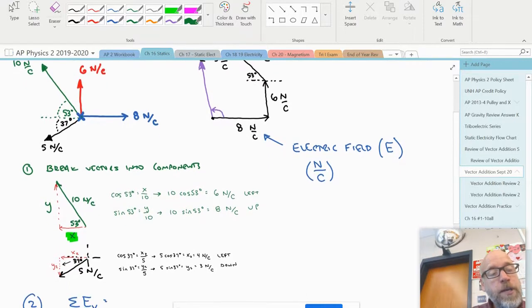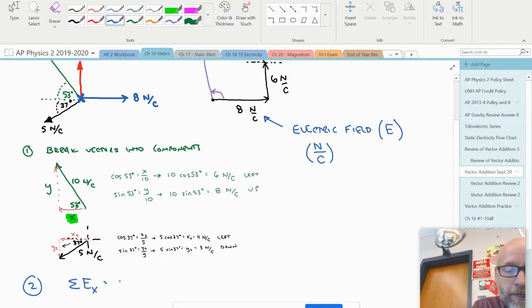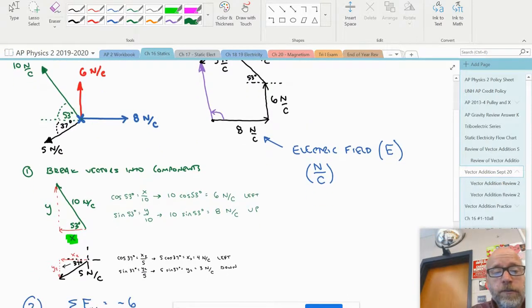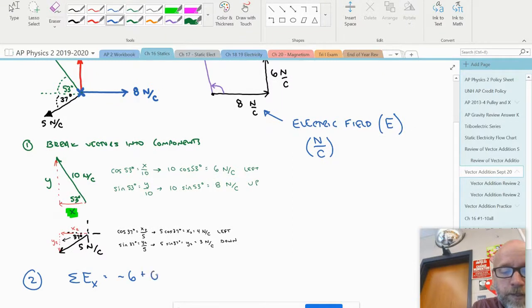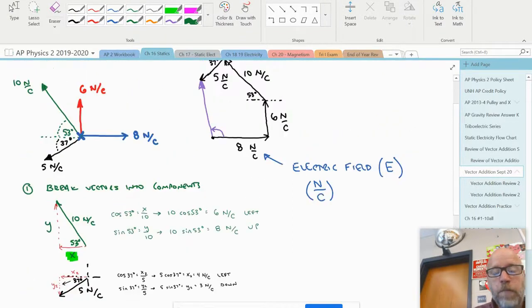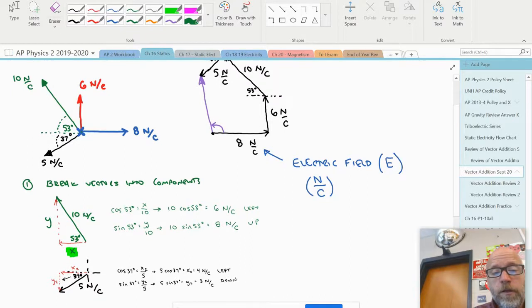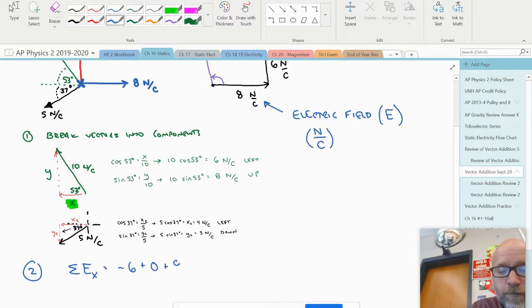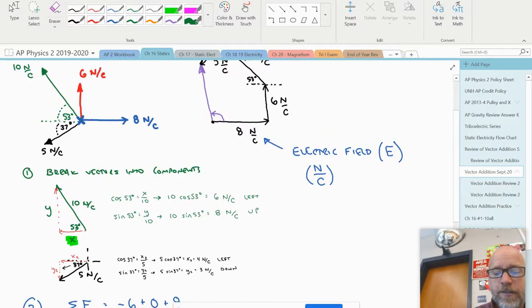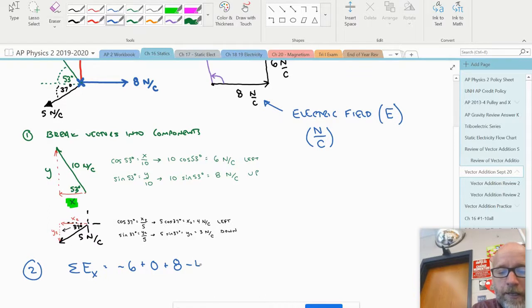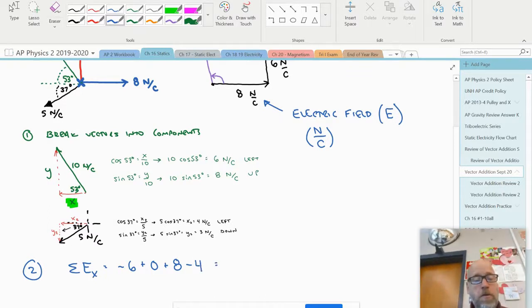My green 10 newtons is to the left, so minus 6. My red is straight up, so that's 0. My blue is to the right, so that's positive. And my black vector is to the left, so that's going to be negative. So minus 6 plus 8 minus 4 is going to give me negative 2 newtons per coulomb.